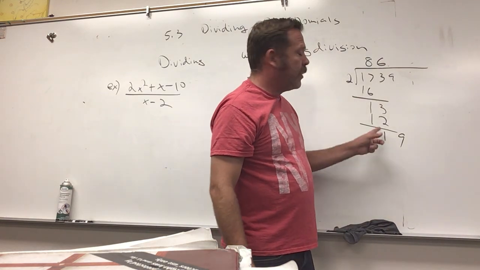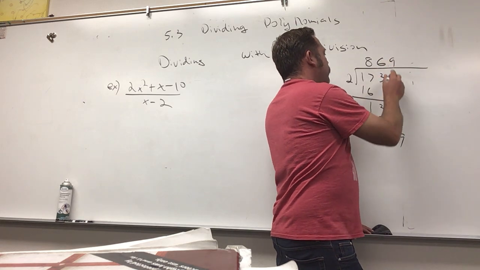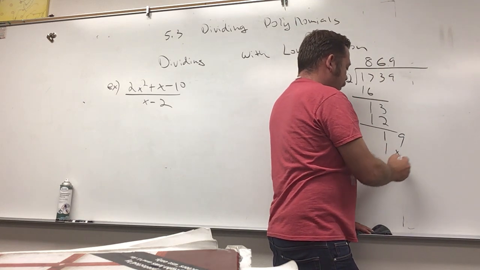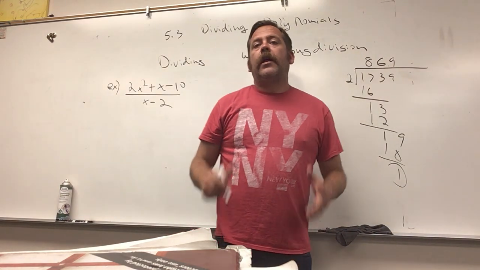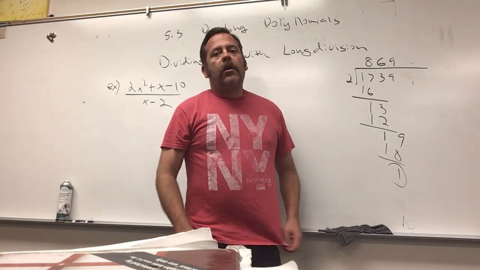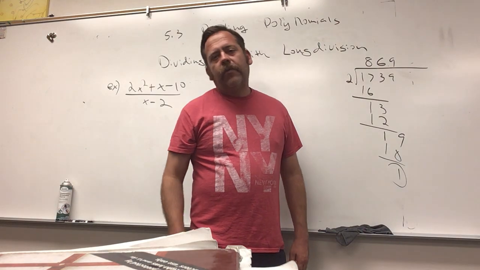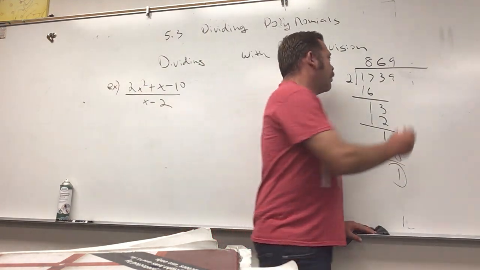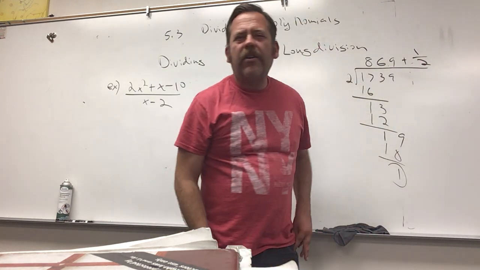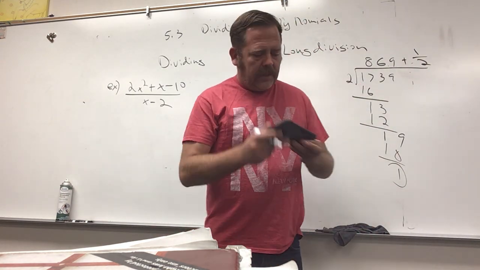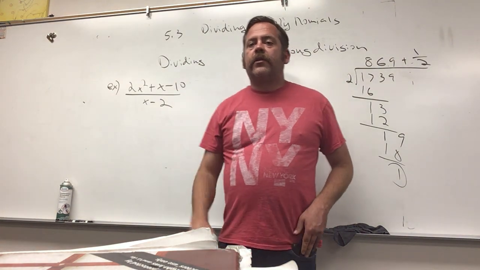And then how many times does 2 go into 19? It will be 9 times. And you multiply, 18, and you subtract, and you get 1. And 2 doesn't go into 1. And that is what we would call our remainder. There are different ways to write the remainder. You can give it like R1. But the way that we're going to write our polynomials is just to say plus 1 over 2, because the answer is 869 and a half. And that is how we are going to write this one.